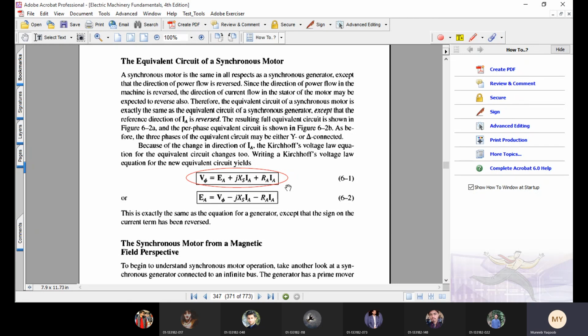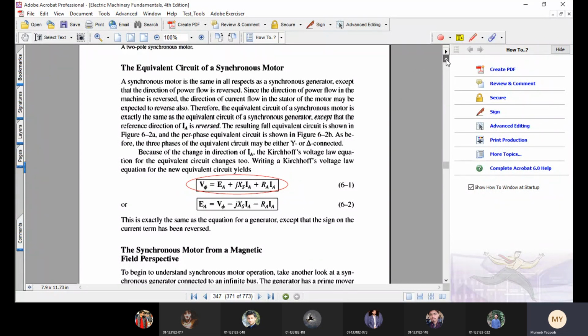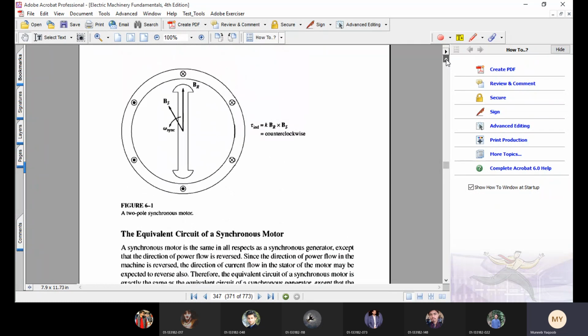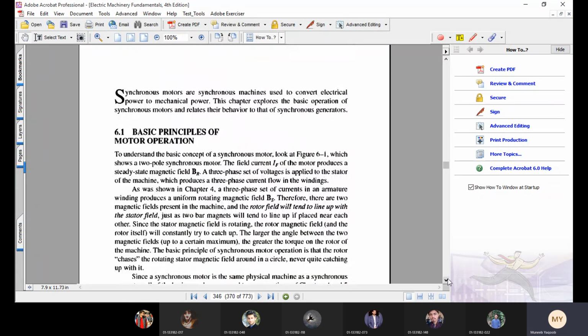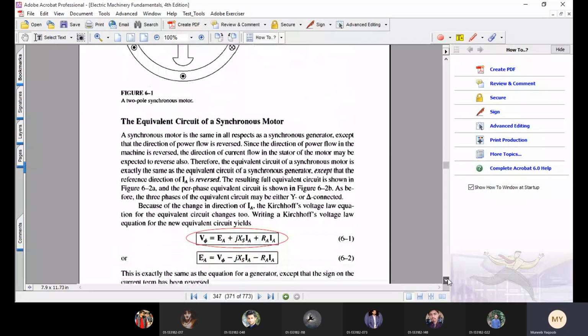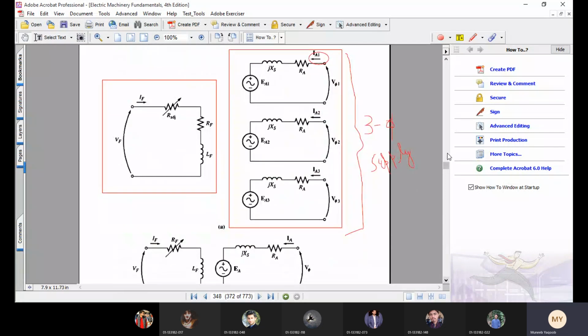Now, if you recall, I asked one question in our midterm exam: draw the exact equivalent model of a single phase transformer and explain each term. In a similar way, if I ask you to draw the equivalent model of a synchronous motor and explain each term, then you must be capable enough to differentiate between the model of a synchronous motor and the model of a synchronous generator. Why I'm saying this?